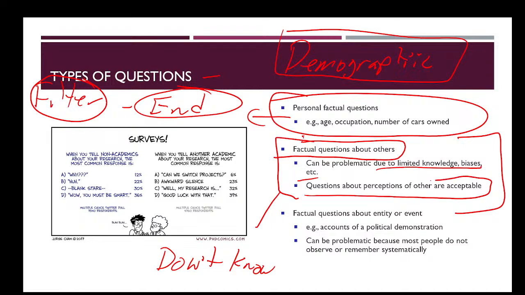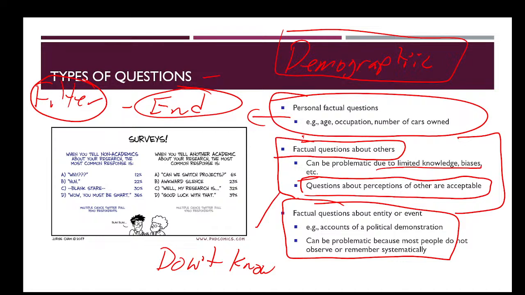Questions about perceptions of others are perfectly fine, and actually really helpful and good, especially about public figures, right? Politicians, in particular, we get a lot of opinion questions about them. So your perceptions of them, your opinions of them, those are all fine questions. But if you're asking very factual questions, there's more of a chance that people are just not going to know. And factual questions about events, like a political demonstration or something that happened, a historical event, again, same kind of problematic basis.